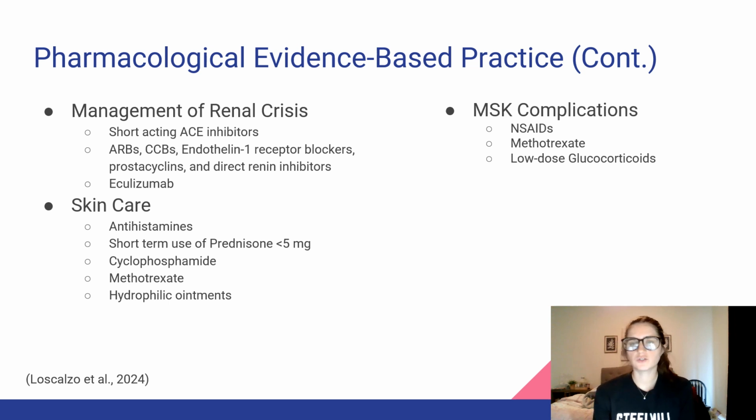For management of skincare, so these skin lesions, you can use an antihistamine, or you can use short-term use of prednisone. Typically, the dose is less than 5 milligrams. Again, cyclophosphamide and methotrexate are often used for skin conditions, and then you can use hydrophilic ointments. And for musculoskeletal complications, so pain, swelling, mobility, stiffness, you can use an NSAID. Sometimes methotrexate will be used, or you can use low-dose glucocorticoids as long as it's safe to do so and absolutely necessary.